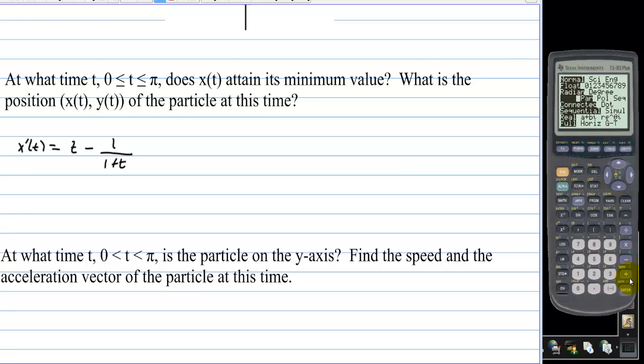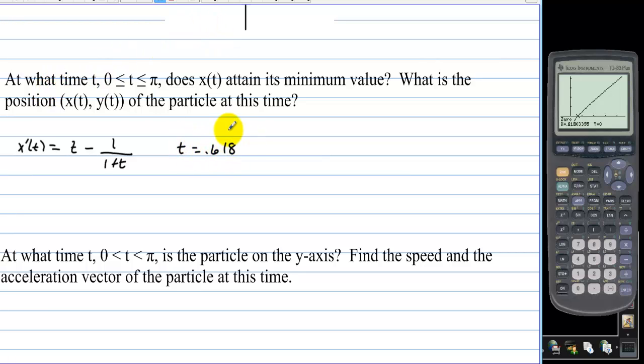So let's change our mode back to function. We'll go to y equals, and we have t, or x in this case, minus 1 divided by 1 plus t, or in this case x. So let's graph this function. And this function is 0 somewhere right there. So we're going to calculate a zero, and I'm guessing it's between 0 and 1. How about 0.5 as a guess? And the t value will be 0.618. So t is equal to 0.618.